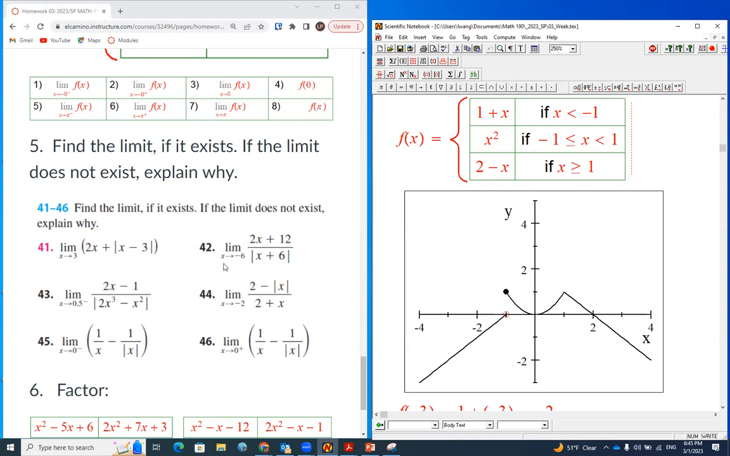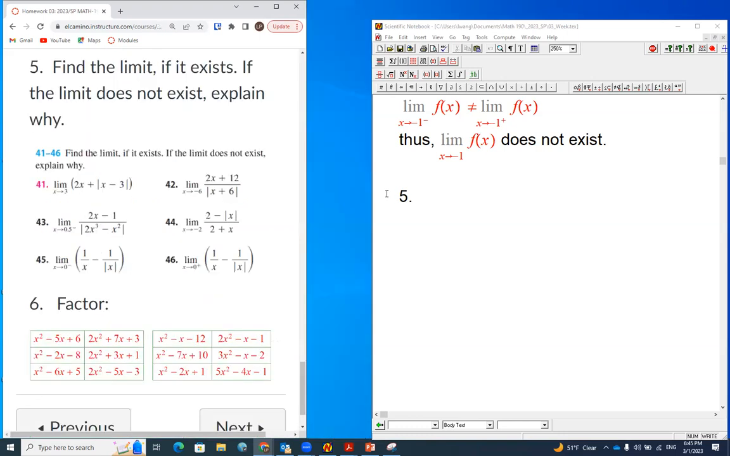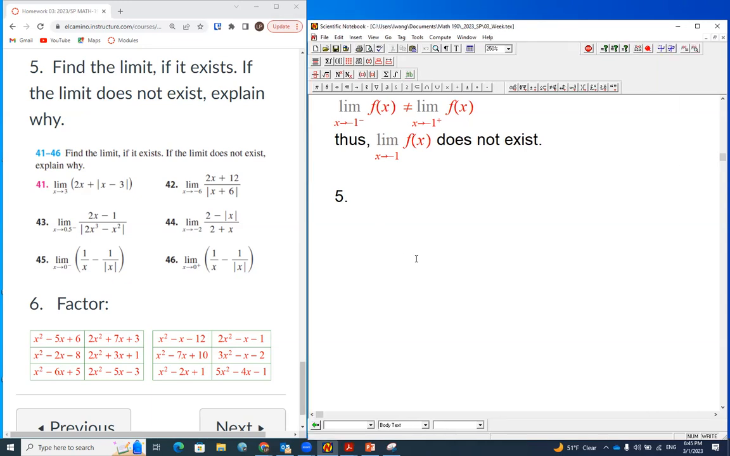I took a picture of these 6 questions. These 6 questions require us to know how to use absolute value. And in all of these cases, we have to assess the values from the side.